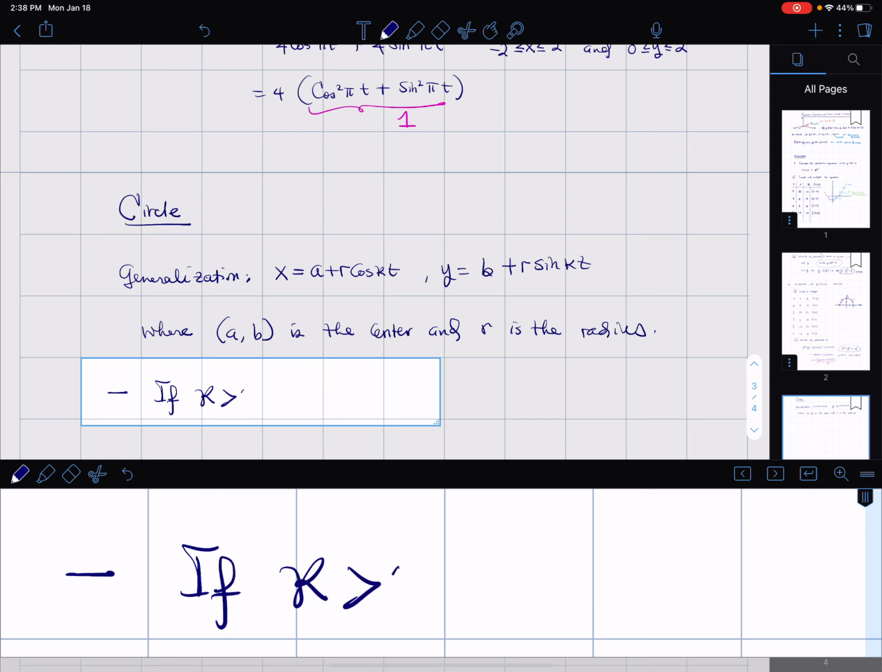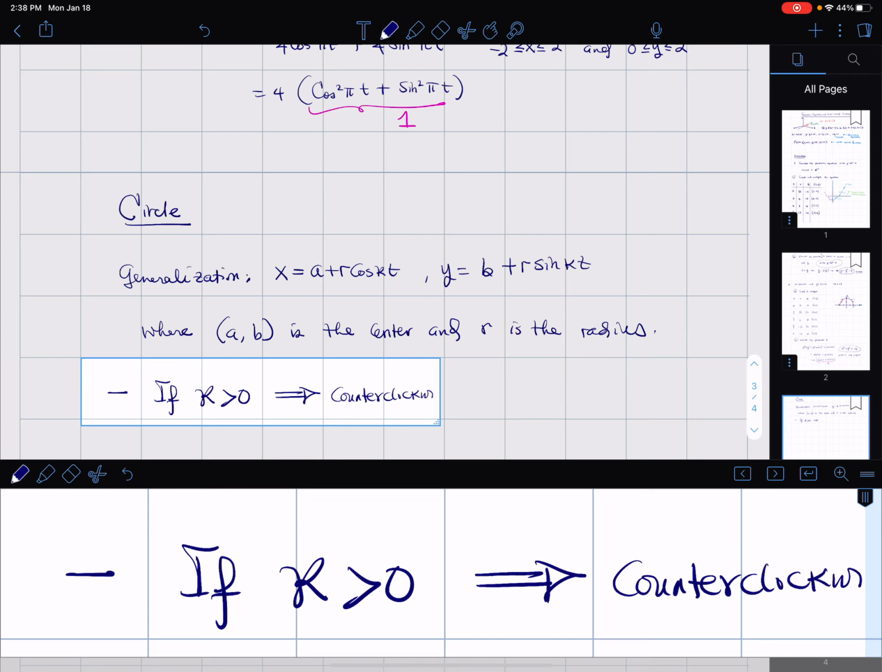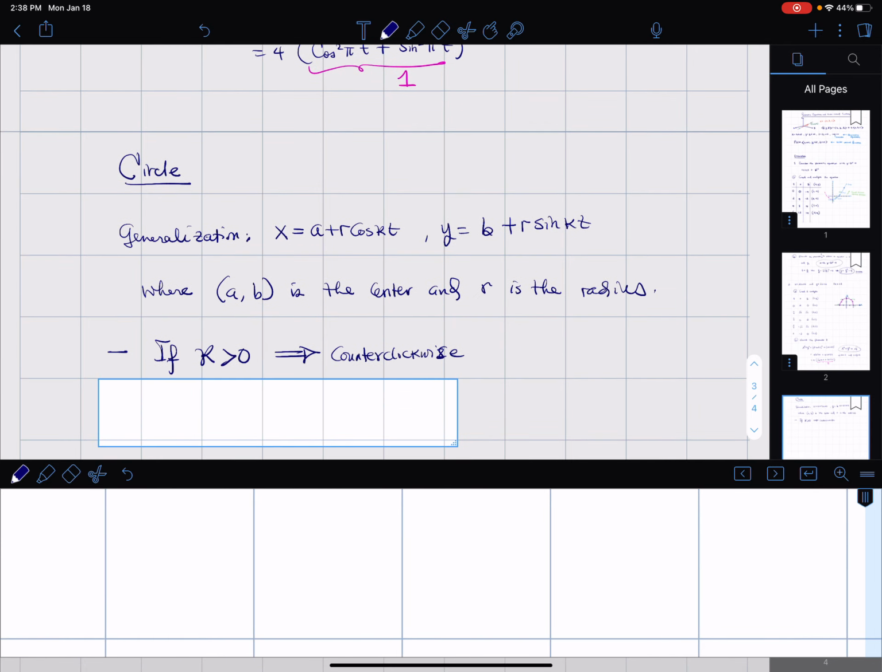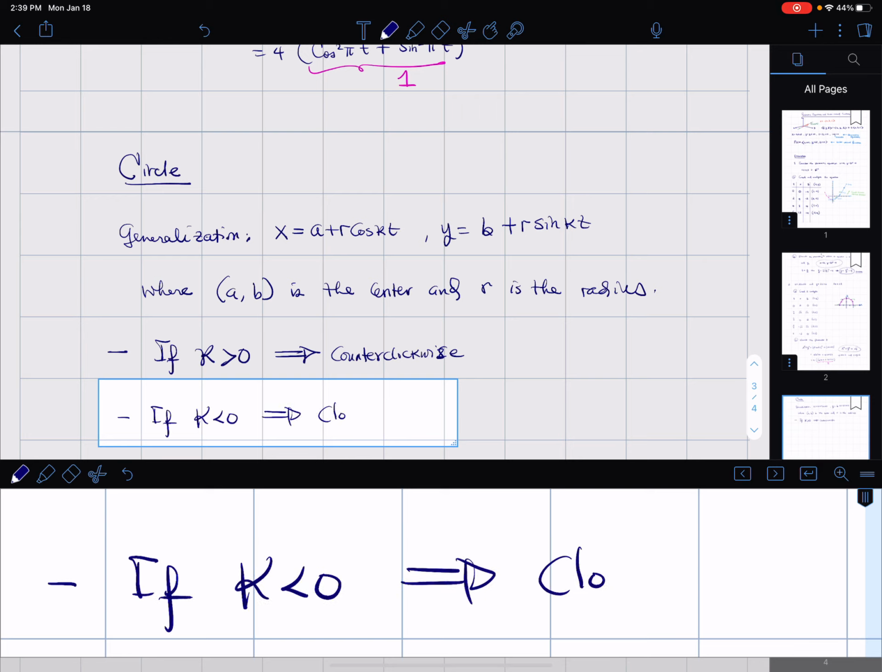Now, if the parameter k is greater than 0, the direction is the counterclockwise direction. Sorry. And if k is less than 0, then it's clockwise.